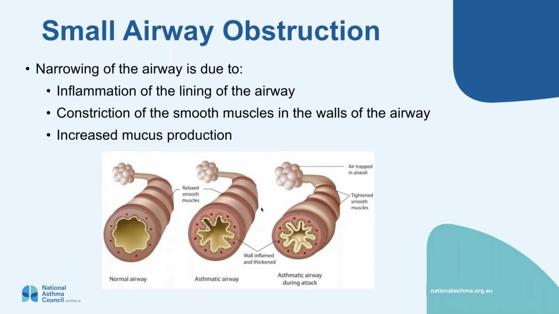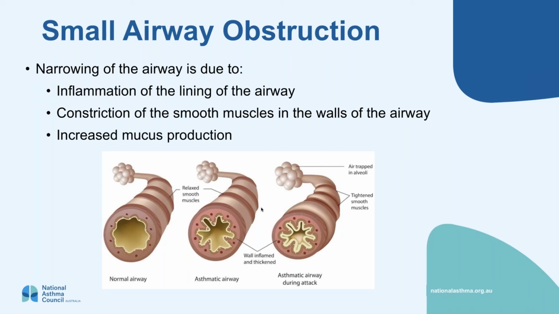So obviously it's important for us as primary healthcare professionals and the parents and carers to understand the pathophysiology and the changes to the airways in asthma. So here we have a normal airway, an asthmatic airway, and an airway during an exacerbation. So in the normal airway, we have nice, relaxed, smooth muscles in the walls of the airway, a nice hollow opening for oxygen to move in and out, and nice pink healthy tissue.